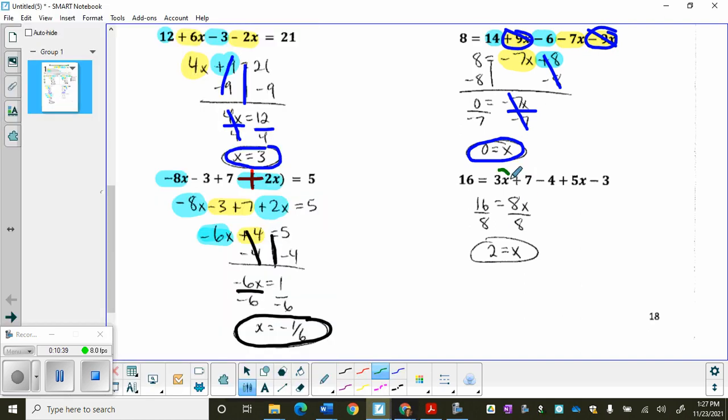We have these 3x's plus these 5x's is where I get 8x. And y'all, 7 minus 4 minus 3 cancels out. 7 minus 7 cancels out. So for this one, we just have 8x equals 16. And when we divide both sides by the 8, we get a 2.